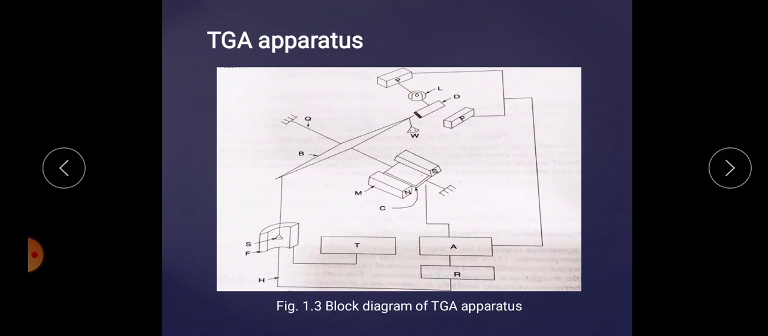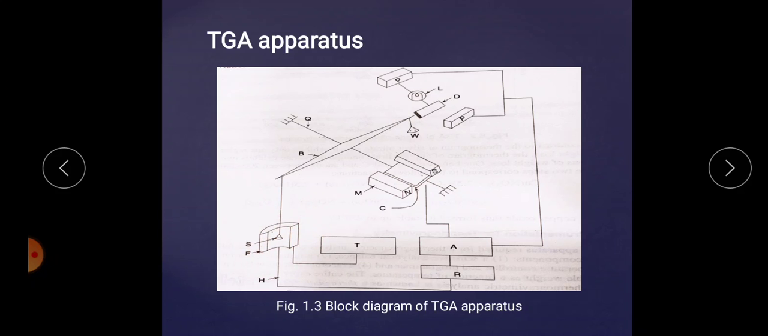Now this is the TGA apparatus. In this TGA apparatus, what we observe is that the thermobalance consists of a beam with the weight suspension W from one end of the beam, and the sample S. This is the beam. On one side of the beam there is the weight and on the other side a sample holder. The sample holder contains a crucible suspended from the other end.